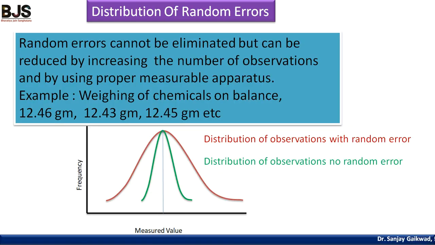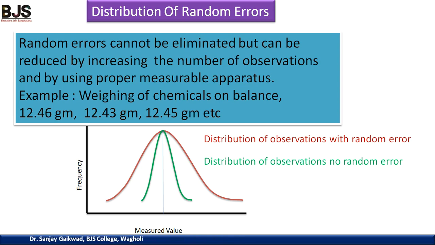Now the distribution of these random accidental errors can be shown with the help of a graph. These random errors cannot be eliminated but can be reduced by increasing the number of observations. If we repeat the observation many times and take the average, then this type of error can be minimized. For example, we are taking the weights 12.46 gram, 12.43 gram, 12.45 gram. These are the measured weights from the balance of the same compound.